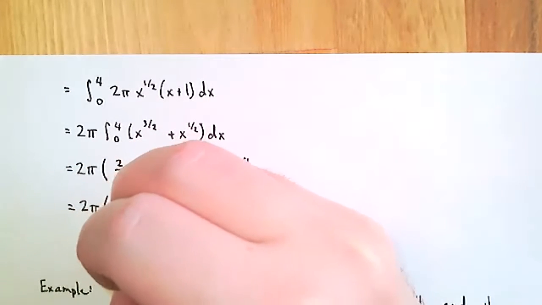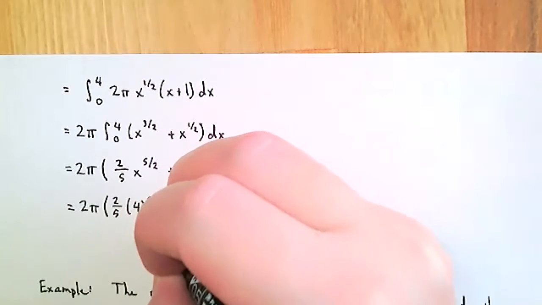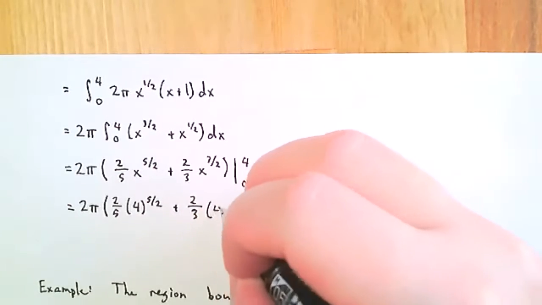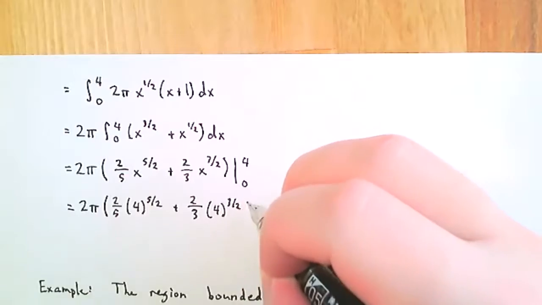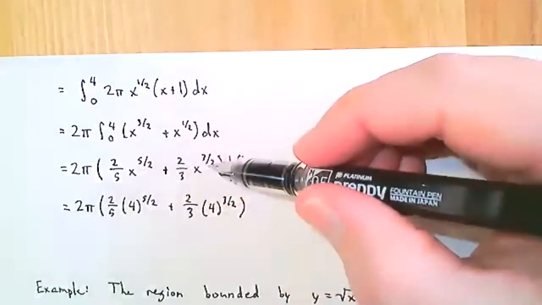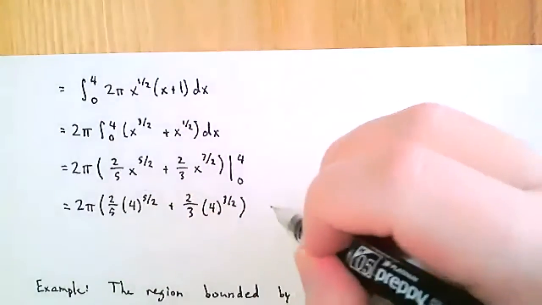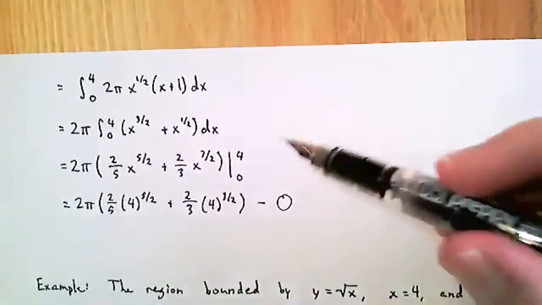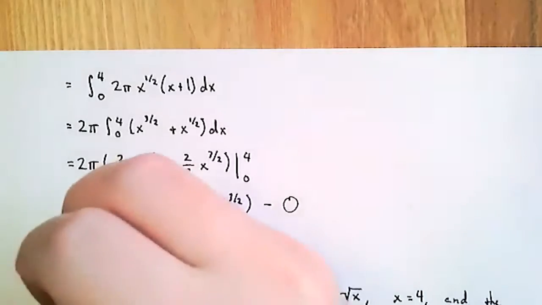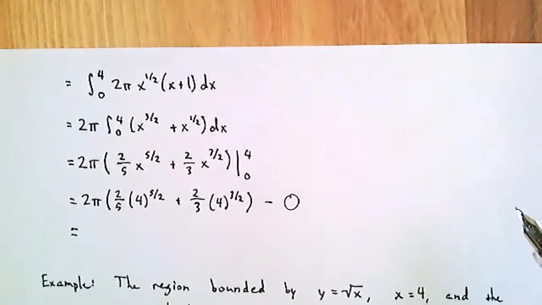Okay, so we need 2/5 times 4 to the 5/2 plus 2/3 times 4 to the 3/2 power. And then we plug in 0 in both of these places, but when you plug in 0, you're just going to get 0 in both of those. So we'll end up with nothing to do for this part. We can save ourselves some writing. And maybe we'll think through all of the details here at the end on this one.